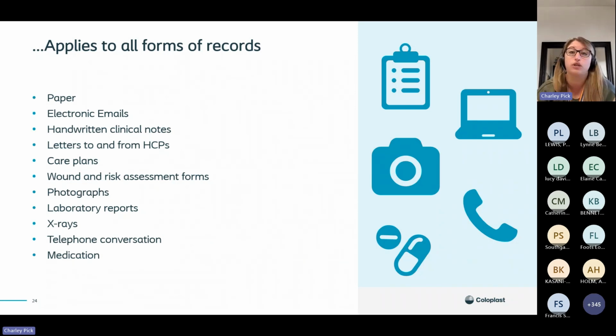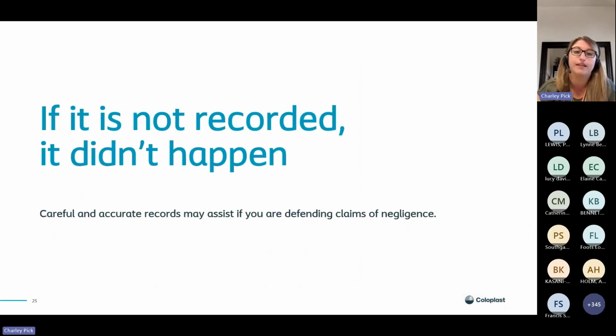Make sure all of that is documented, so the next person that is then looking at that patient and their wound can see what was done previously and can see whether any changes need to be made to that care plan, or they can continue that care plan. So make sure all these forms of your records are well documented. As I said, if it's not recorded, then it didn't happen.